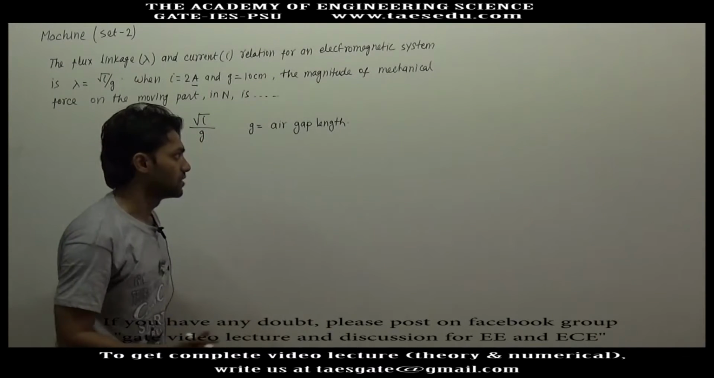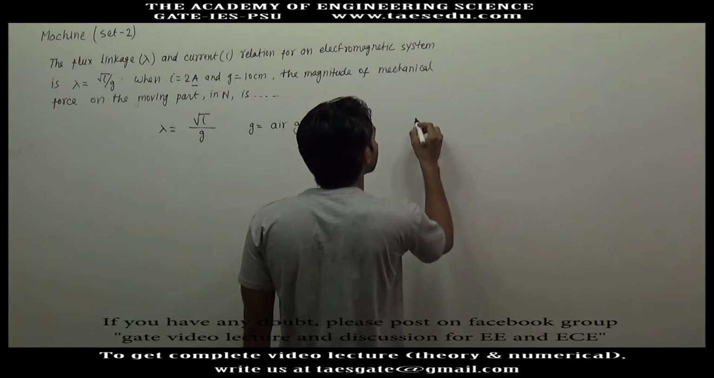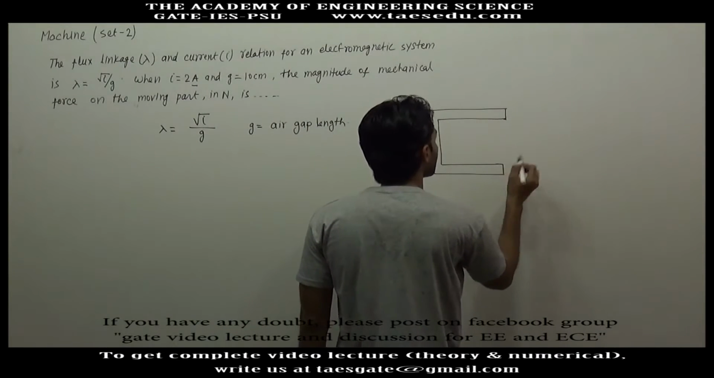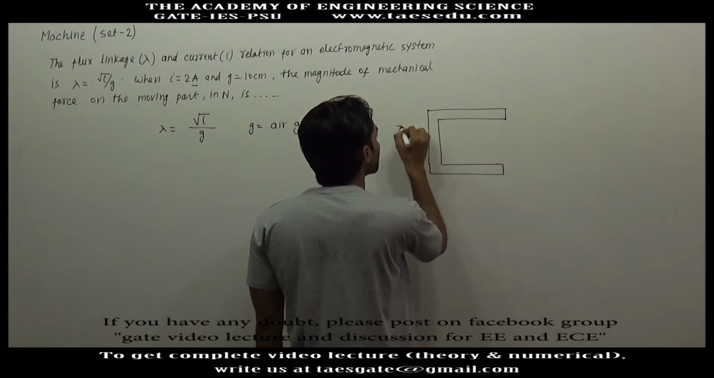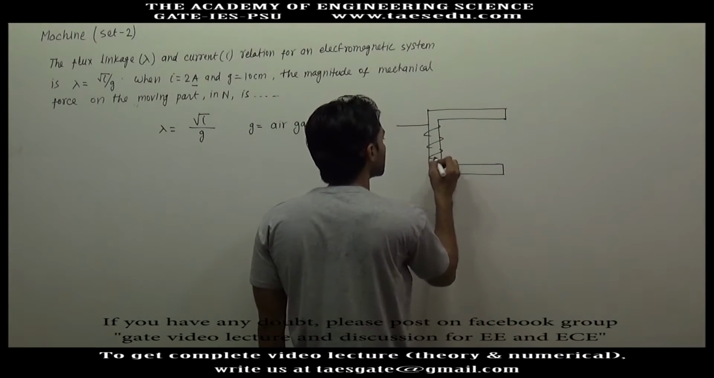Just to take an example, let me draw a diagram. Let's say this is a core and a winding is wound on this core.